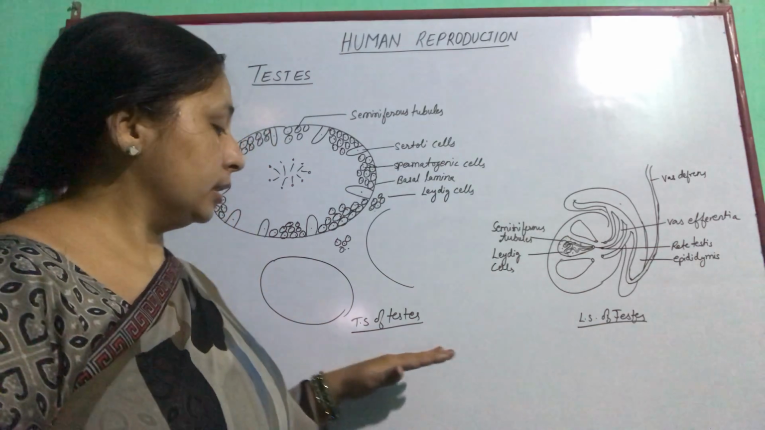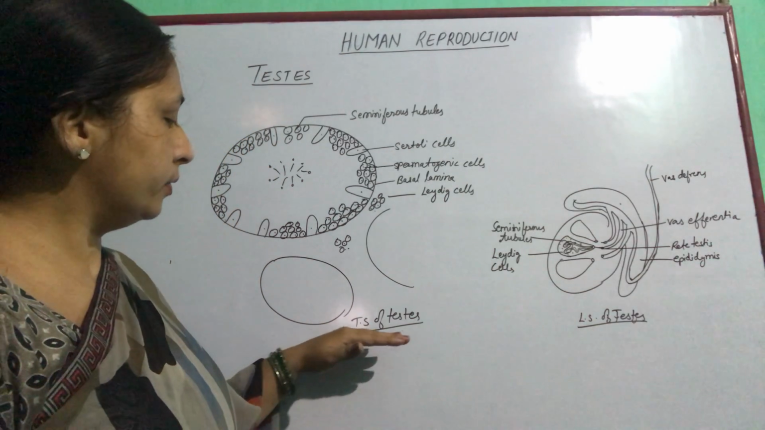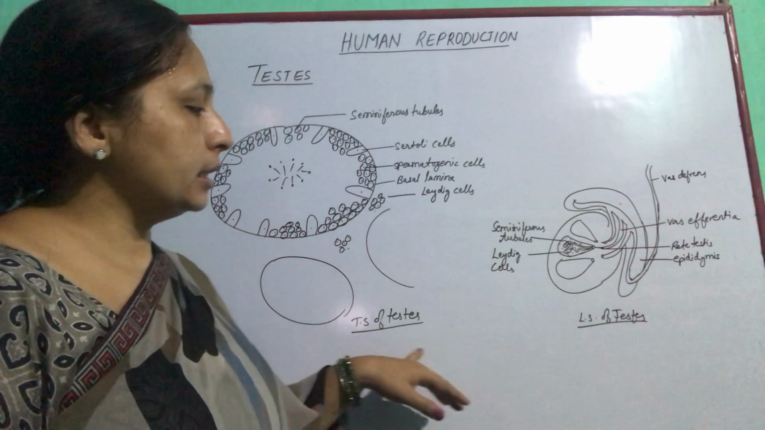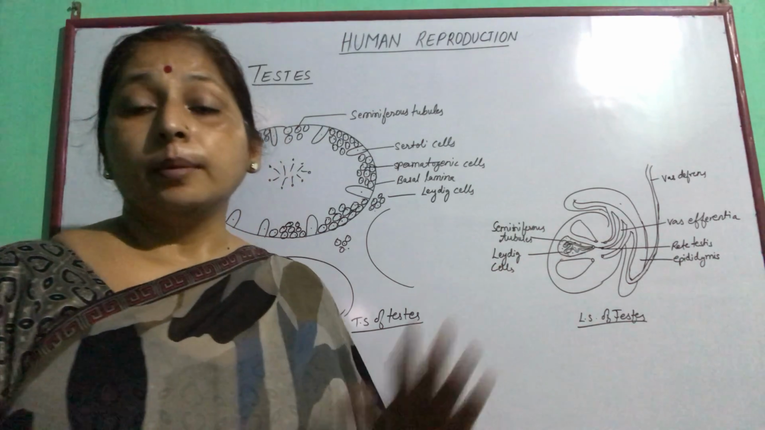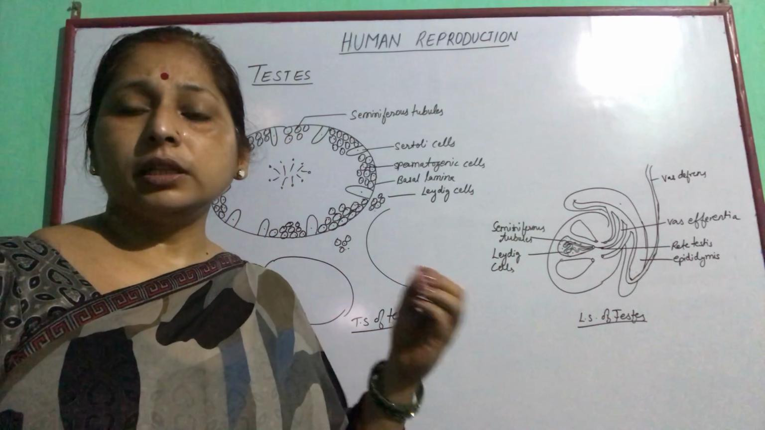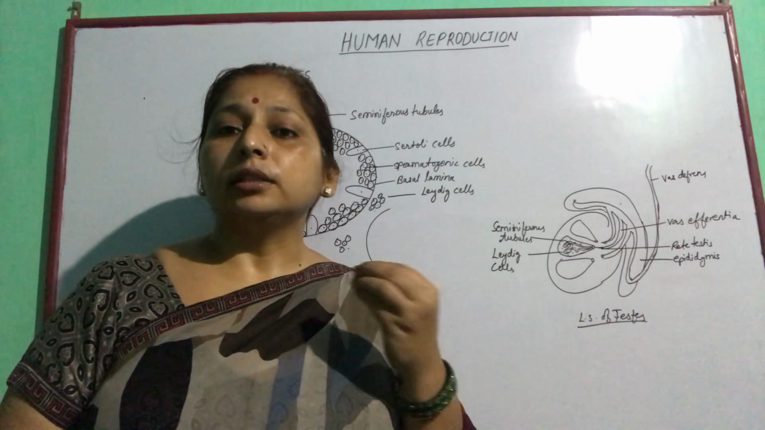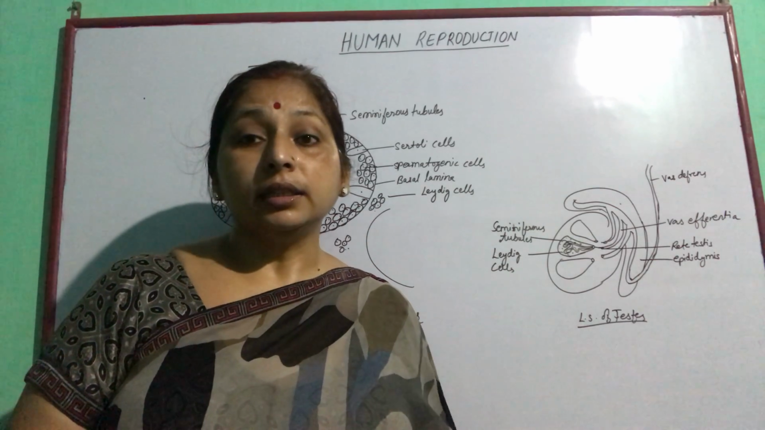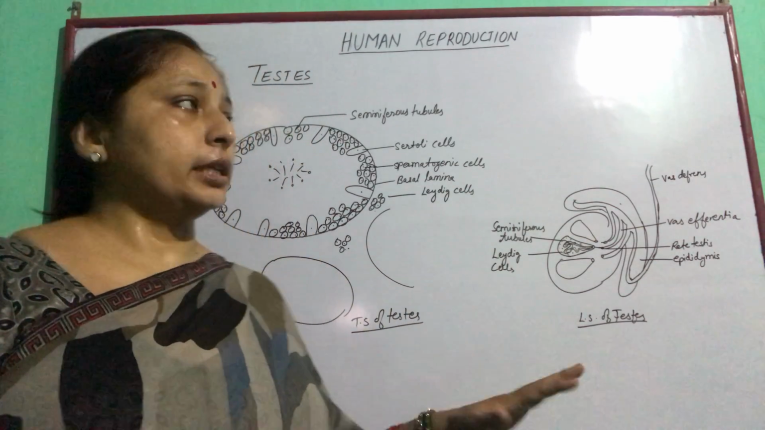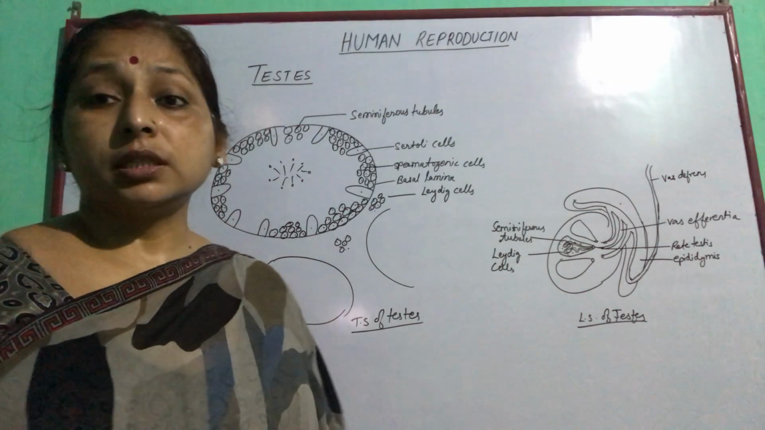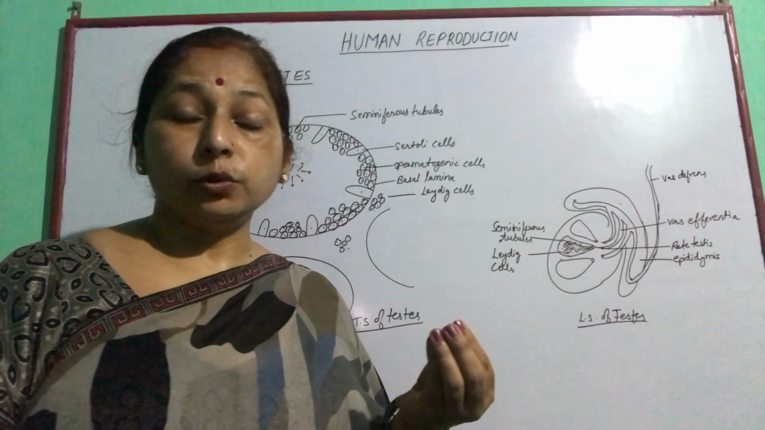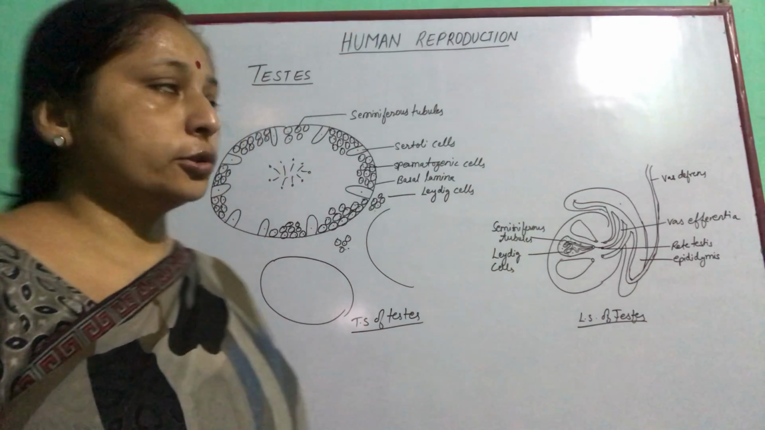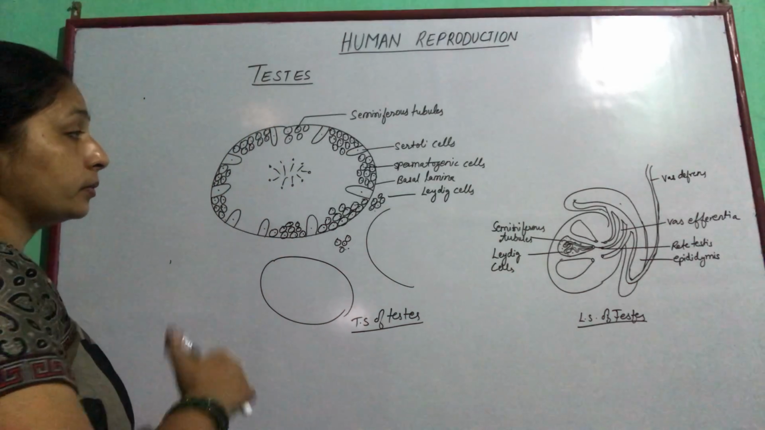I have made two diagrams, that is the TS of testis and the LS of testis. With the help of these two diagrams, we'll try to get basic knowledge of the internal structures, and I'll also explain a few points about the external features. So let's start.